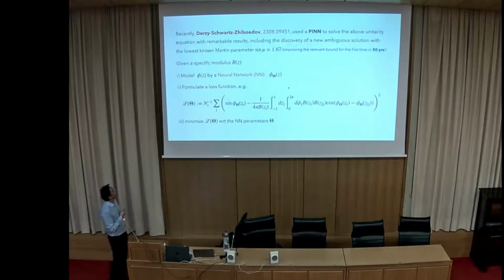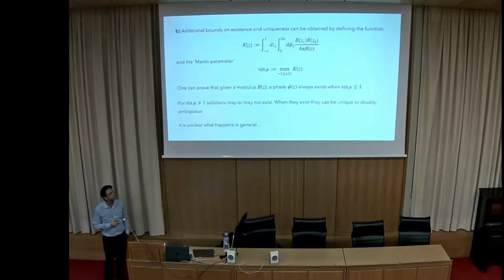So recently, Darcy, Schwartz, and Zhiboedov wrote a paper where they used a PINN. This mu could be complex. Yeah, exactly, sine mu is not a good name for it. So think of sine mu as a formal way of characterizing this parameter. I didn't even have to use sine there.